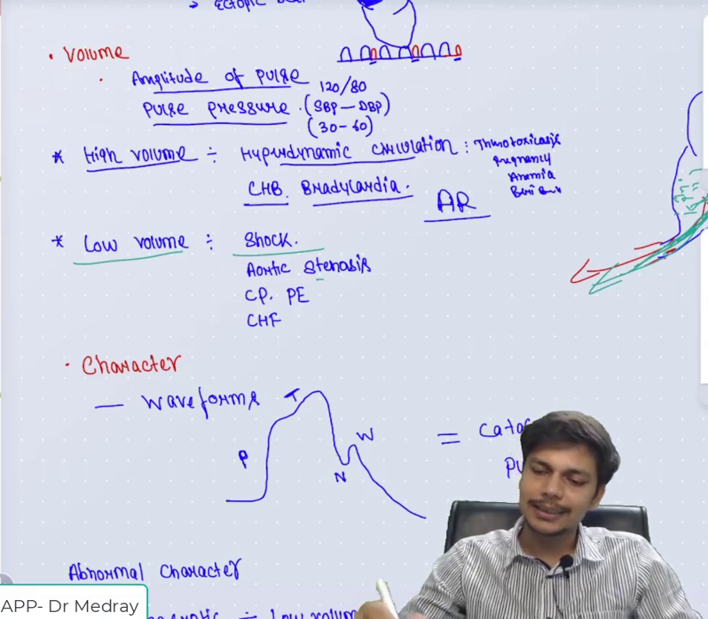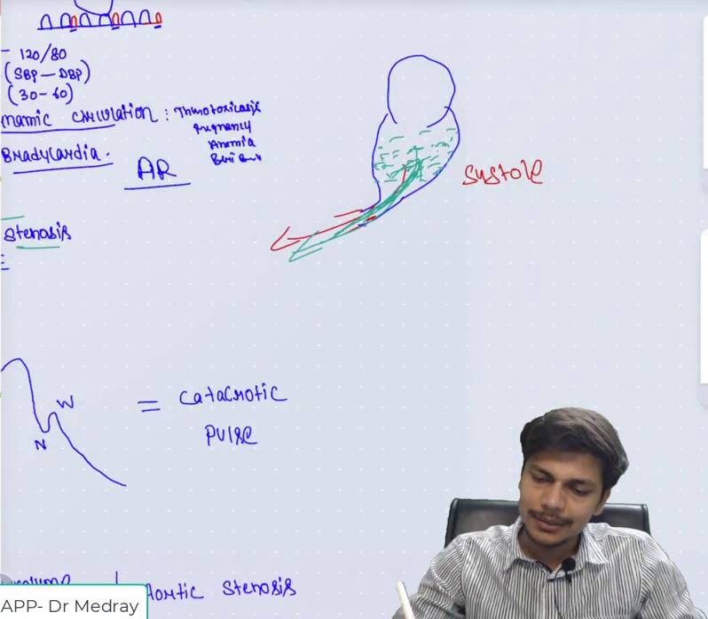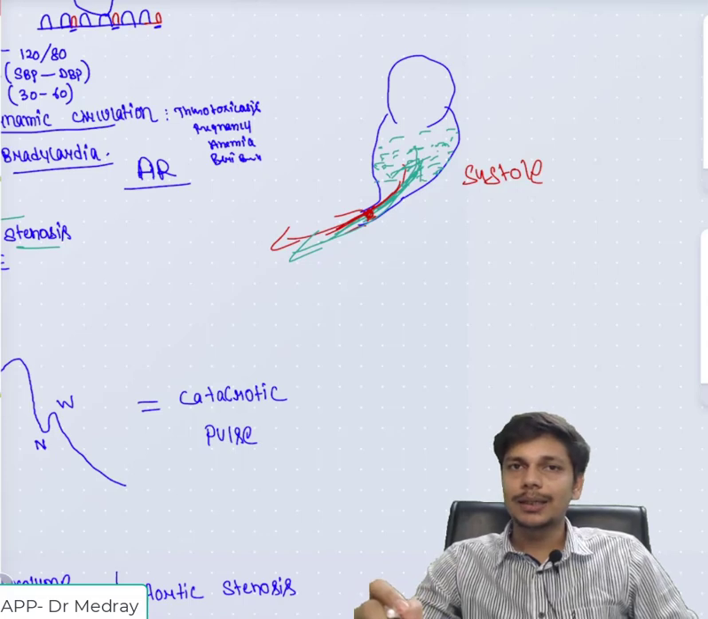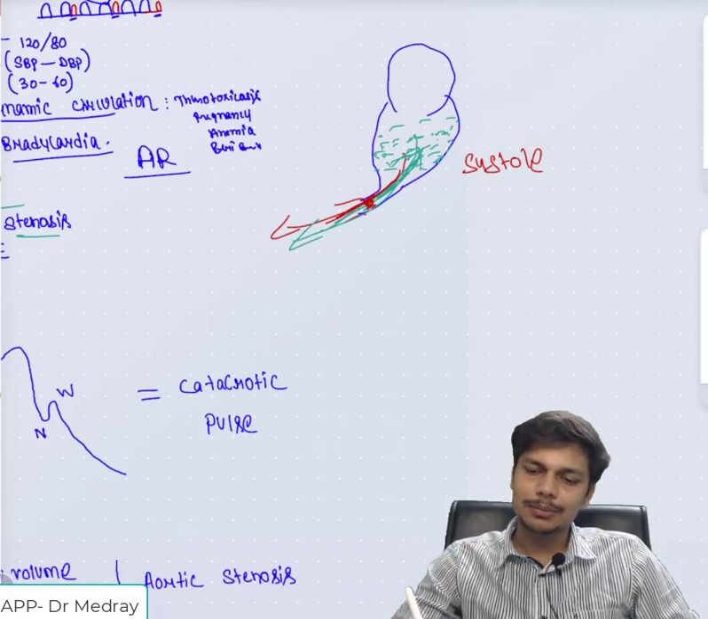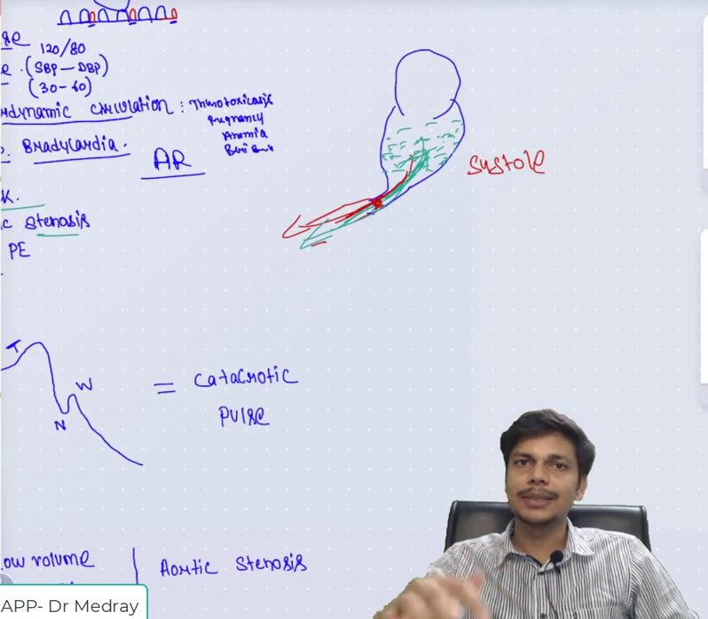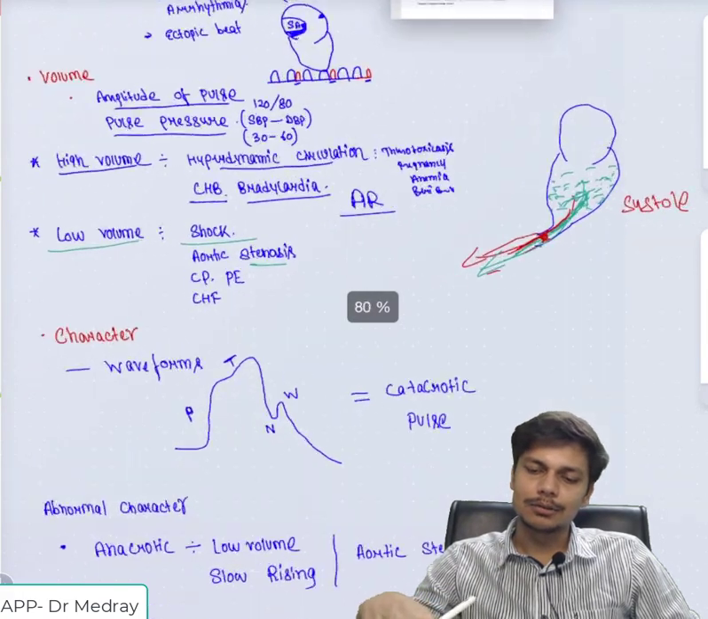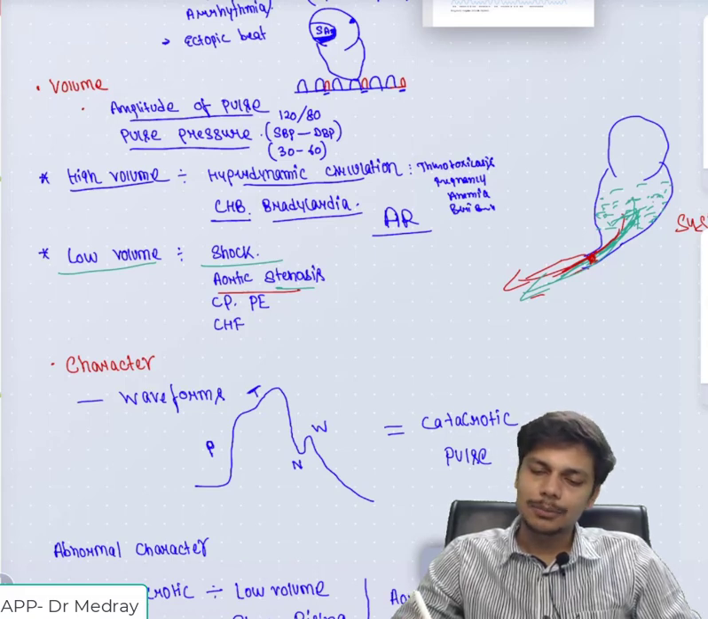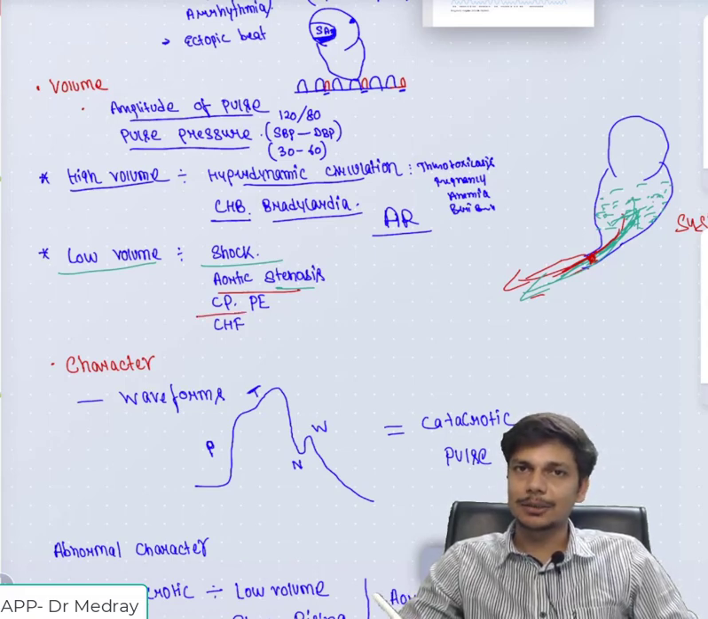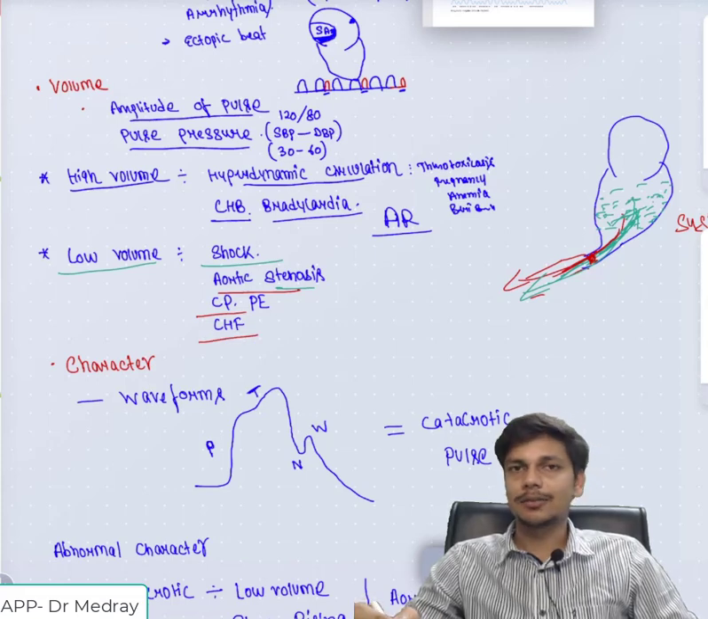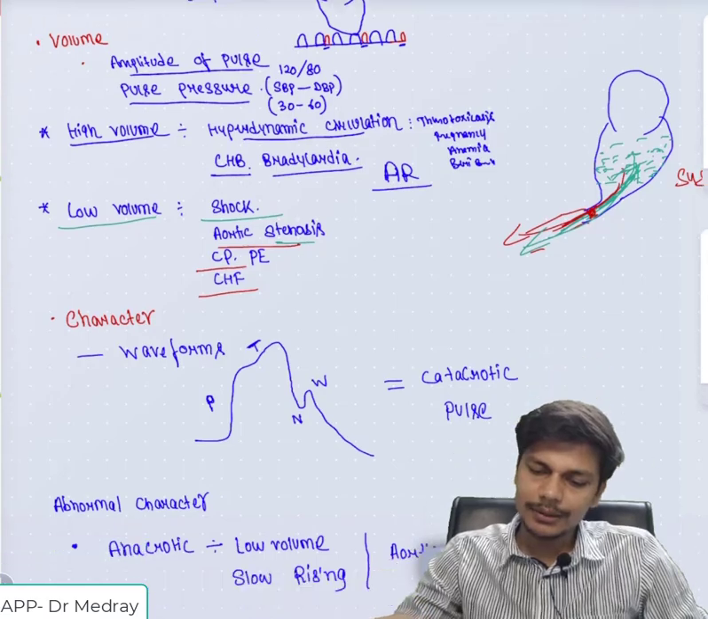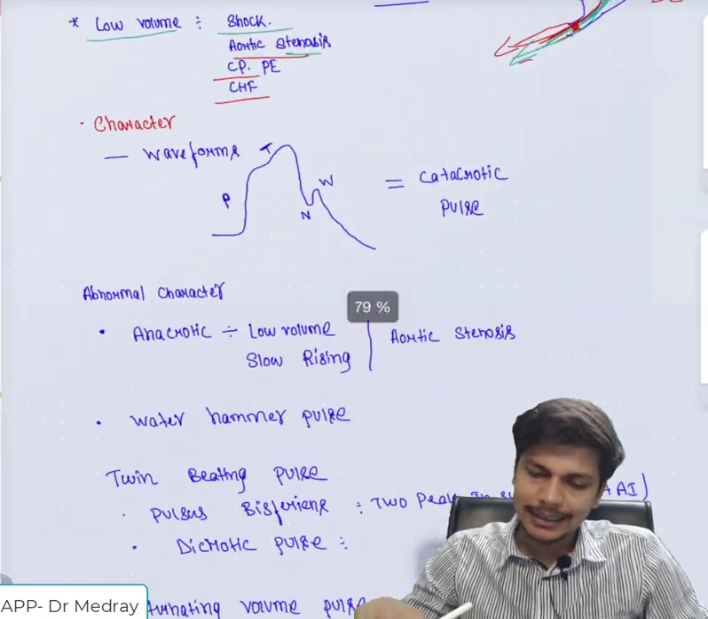In a patient of aortic stenosis, let's suppose this aortic valve is stenosed. So there will be less blood ejected from the left ventricle during systole. When less blood is ejected to the circulation, obviously the pulse volume will be low. So the patient of aortic stenosis will have a low volume pulse. Same applies to a patient of constrictive pericarditis or pericardial effusion, and a patient of heart failure will have a low volume pulse. Now let us discuss the character of the pulse.